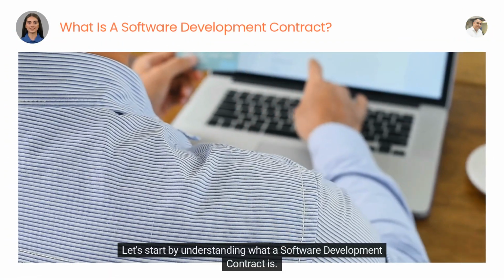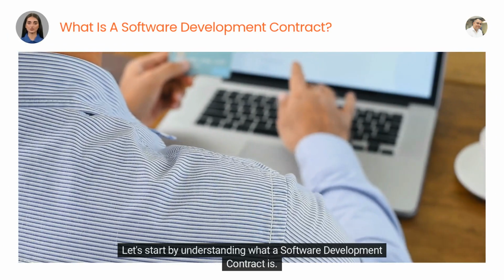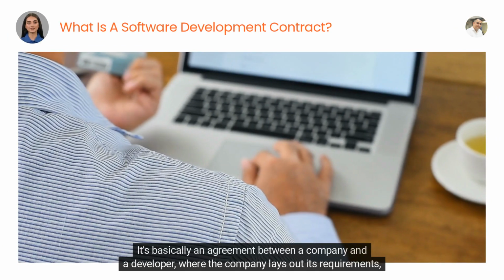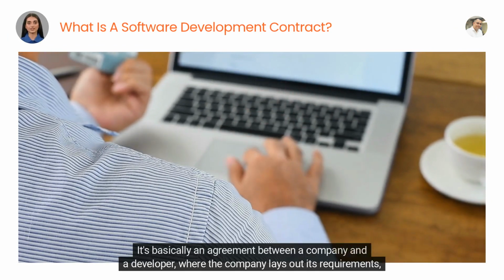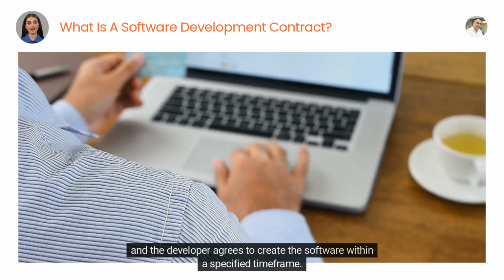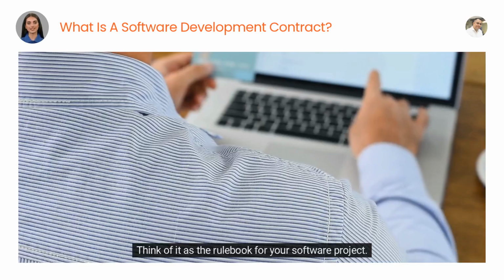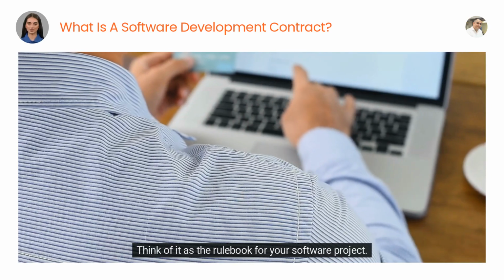Let's start by understanding what a software development contract is. It's basically an agreement between a company and a developer, where the company lays out its requirements and the developer agrees to create the software within a specified time frame. Think of it as the rulebook for your software project.